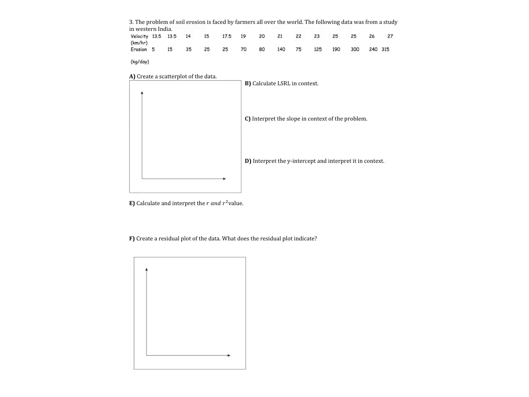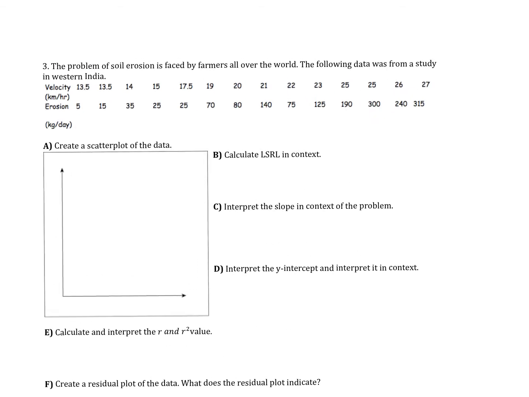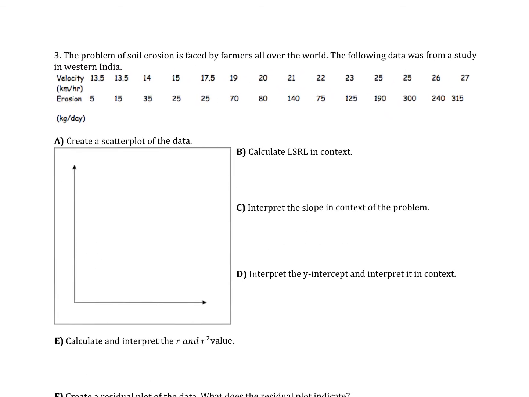Okay, so now I'm working with actually raw data here. The problem of soil erosion is faced by farmers all over the world. The following data was from a study in Western India. So I'm looking at velocity of wind versus erosion. So we're going to put the velocity in list 1 and erosion in list 2. And we're going to go ahead and create a scatter plot of this data, okay? So put your data in list 1 and list 2.